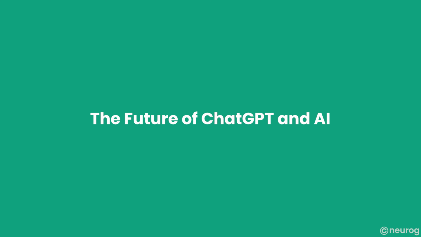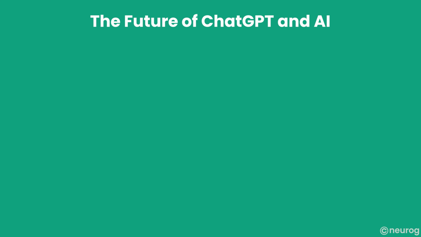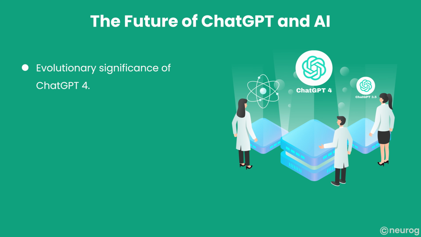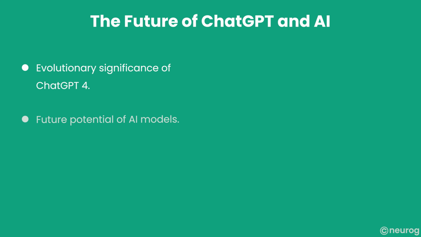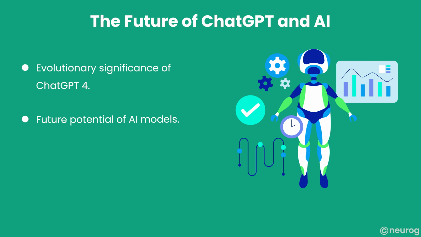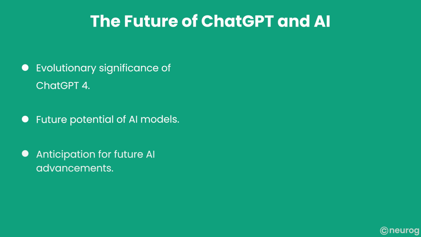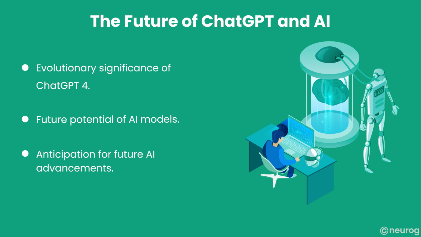In conclusion, the evolution from ChatGPT 3.5 to ChatGPT 4 represents a significant step in the field of AI. With each version, we see improvements that push the boundaries of what AI can achieve in understanding and interacting in human language. The advancements in ChatGPT 4 not only enhance user experience, but also open new possibilities for AI applications in various fields. As we look to the future, it's exciting to think about what the next versions of ChatGPT and other AI models will bring.